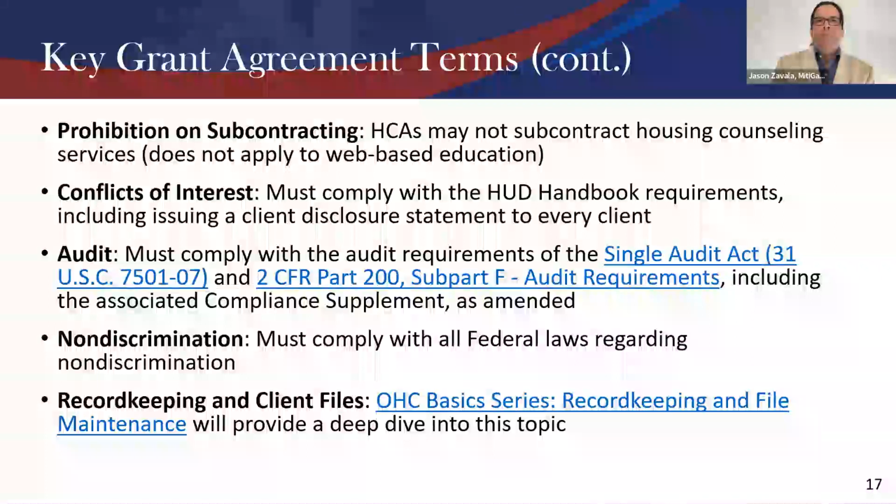Now to wrap up the grant administration section. The next level of grant agreement terms includes the prohibition of subcontracting. You may not subcontract your counseling services, but third-party education could be fine. A highlight of this allowance is that they still need to cover key content, so avoid partial content delivery providers.